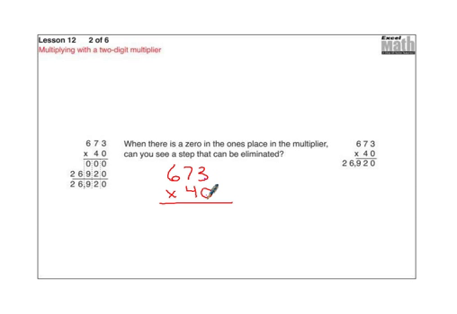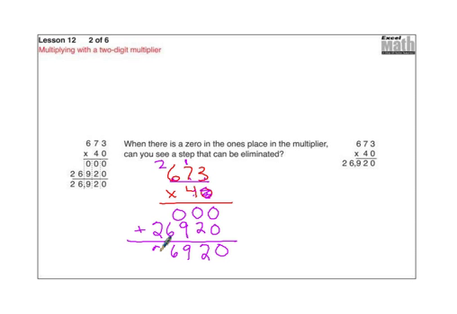And I can do 3 times 0 is 0, 7 times 0 is 0, 6 times 0 is 0. I'm done with the 0. Put down a 0 as a ones placeholder. And now I'm going to multiply 673 times 4. 3 times 4 is 12. Carry the 1. 7 times 4 is 28, plus 1 is 29. Carry the 2. 6 times 4 is 24, plus 2 is 26. And then I add my two partial products together, and I get 26,920.